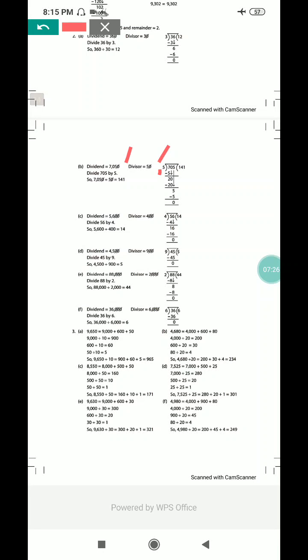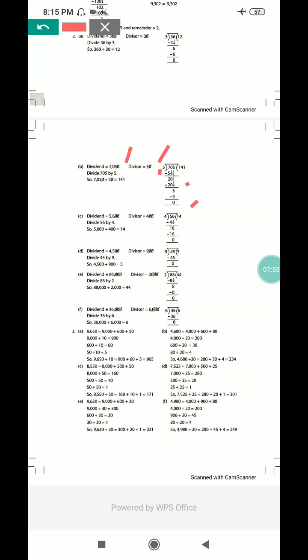So we will do the simple calculation over here. 5 ones are 5, the remainder is 2, so 0 will come over here, so 20. 5 fours are 20, and 5 will come over here, so 5 ones are 5, remainder is 0. So 7050 divided by 50 is equal to 141. This is the cancellation method.